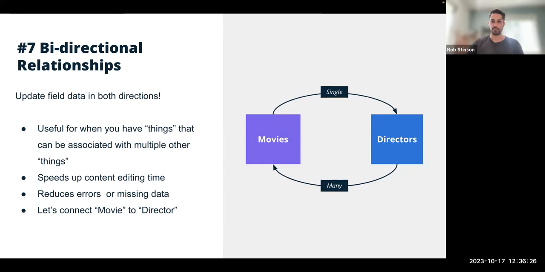I don't want to have to go to both posts and edit them independently to make that connection happen in both directions. What I want is that when I add Steven Spielberg to Hook, Hook is added to Steven Spielberg automatically. And that's the way we can do that now within ACF. There's some good documentation on that, a great guide on the ACF website.